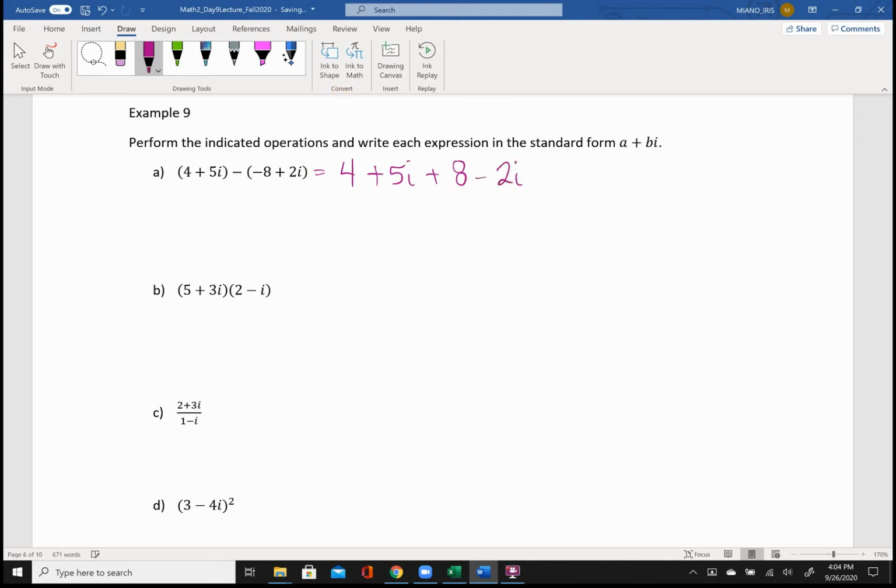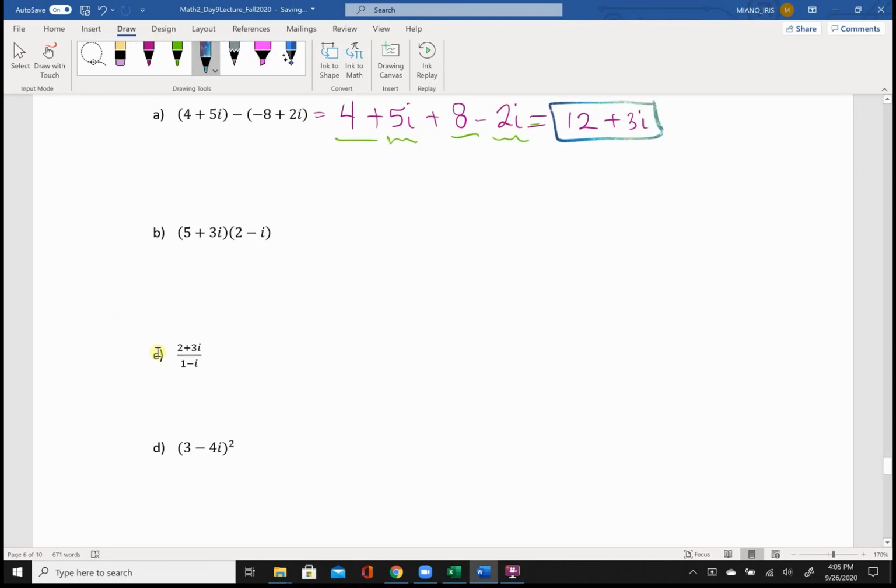And then you can treat these like terms. You can move them around if you want. If you want to just underline the real parts, and then maybe squiggle underline the complex parts, just so that you can combine the like terms correctly, then that's cool. You could choose to just do this in your head too, that's fine. In which your final answer here will be 12 plus 3i. Done. No sweat.